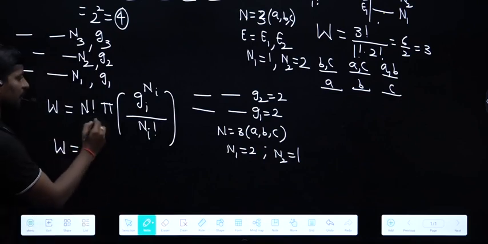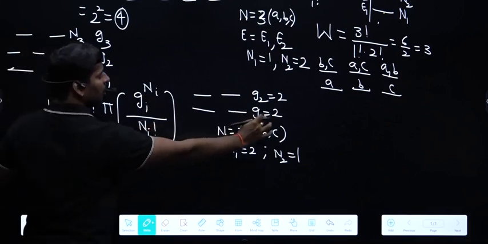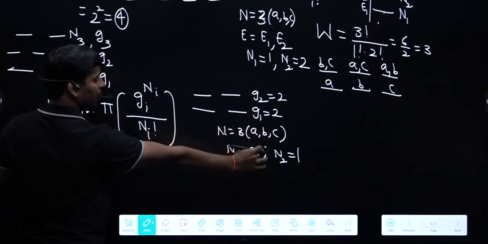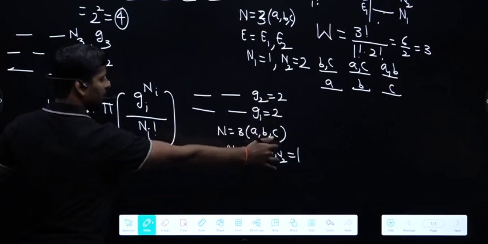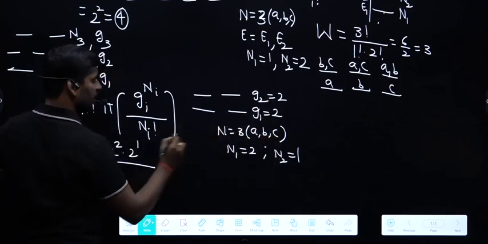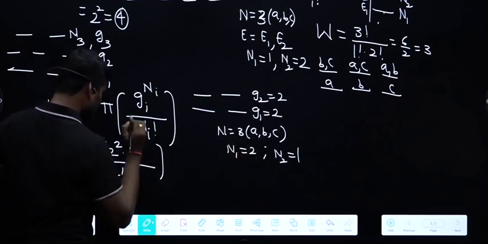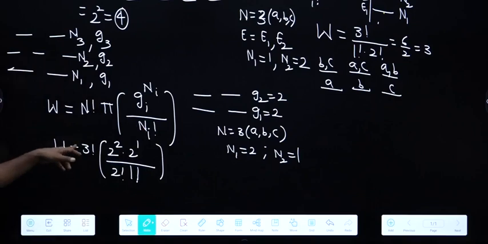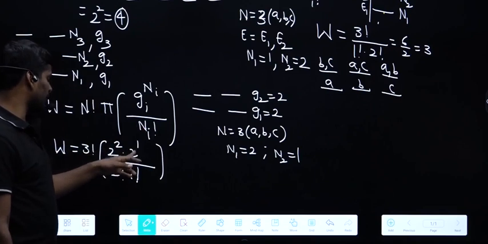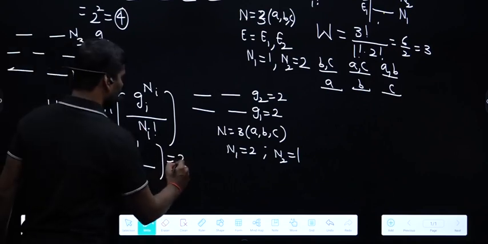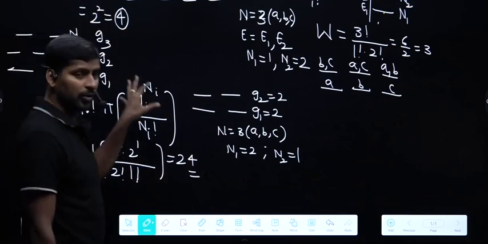W is equal to N factorial, that is 3 factorial, into G1 power N1. G1 is the order of degeneracy of the first level, which is 2, so 2 power N1, where N1 value is 2. Next, G2 power N2, that is 2 power 1, divided by N1 factorial, 2 factorial, N2 factorial, that is 1 factorial. So 3 factorial means 3 into 2 into 1, that is 6. Next, the 2 gets cancelled. 6 into 4 is 24. And so the number of possible arrangements is 24. So these are the 4 possibilities we have.